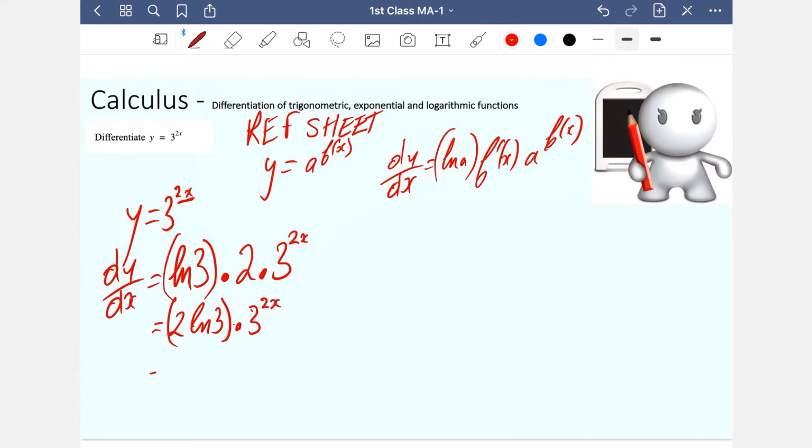Look, good answer. Some other alternatives you could have had is the log of 9. Okay, so just moving the coefficient over here to make it an index. So 3 squared is 9.